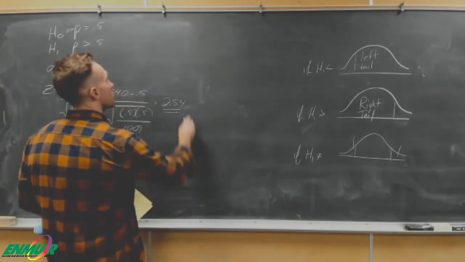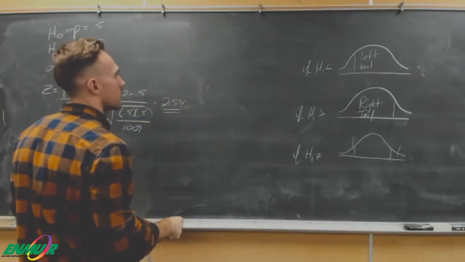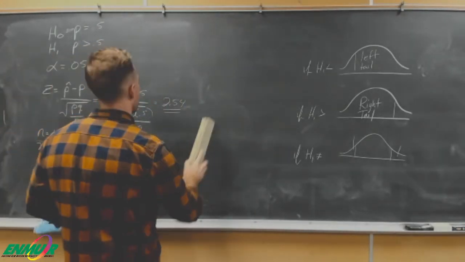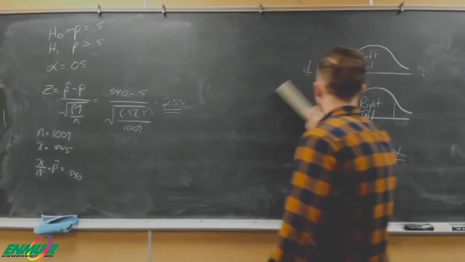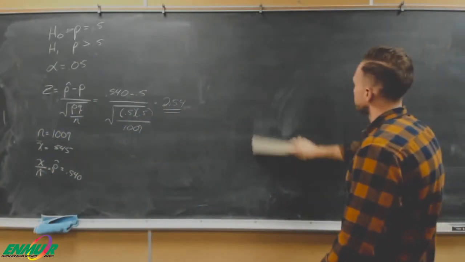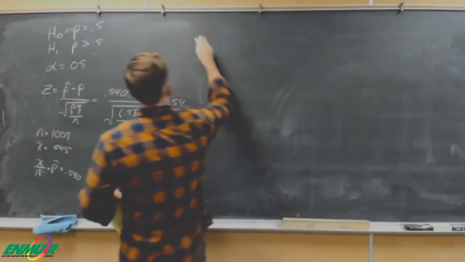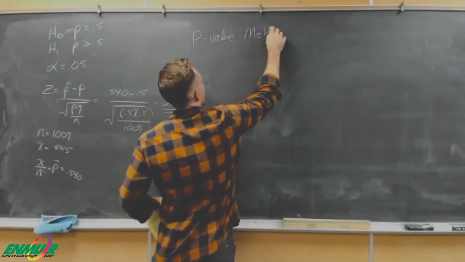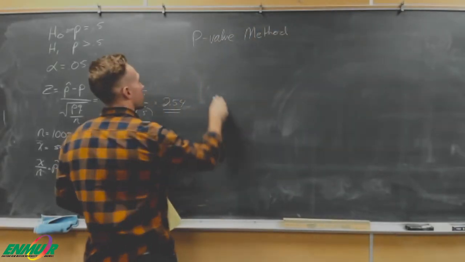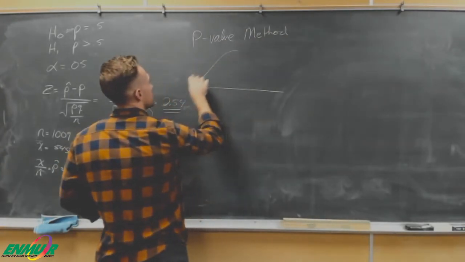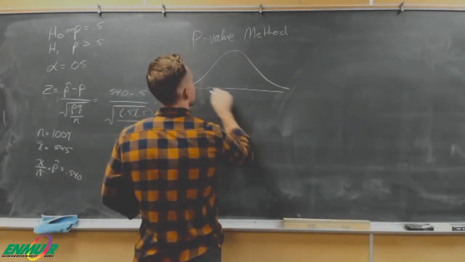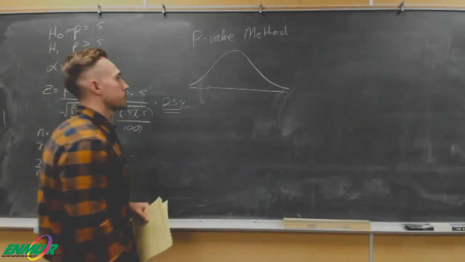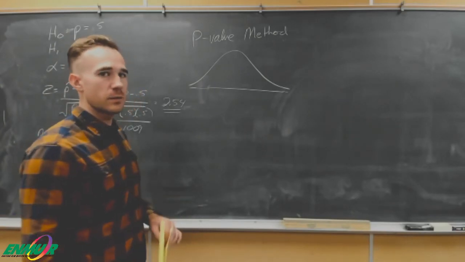Okay, so let's go with the p-value method first. We're going to do both. We're going to do the p-value method, and then we're going to do the critical value method. So let's go p-value method. Regardless of which one I'm going to use, I still have to use my criticals. Whether it's a p-value or not, I still have to use them.